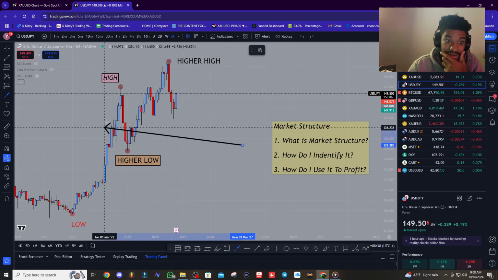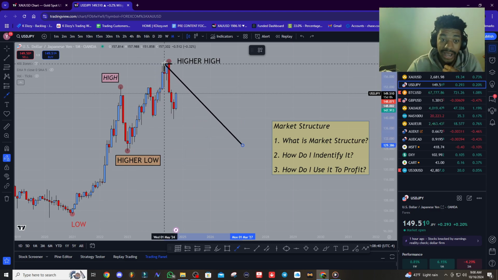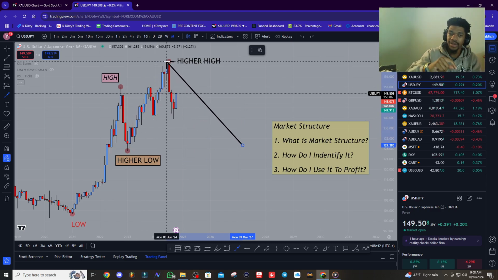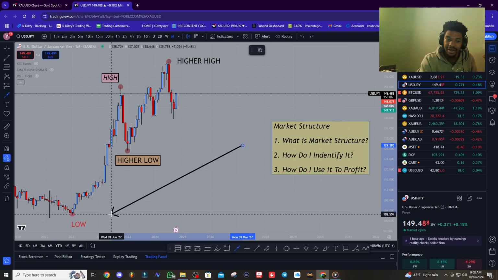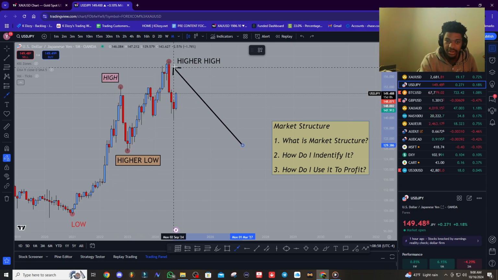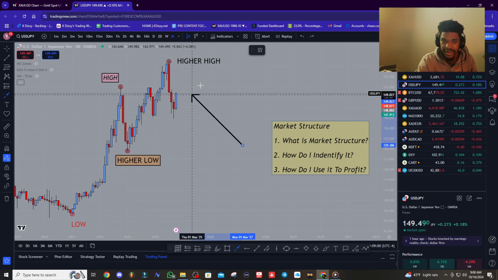So low, high, higher low, higher high, right? Now we kind of have a bias, not even a bias yet. I do, but you guys maybe not. If you do, that's really good that you can see a pattern. I see a pattern now, and now the question is, what is it doing right now?